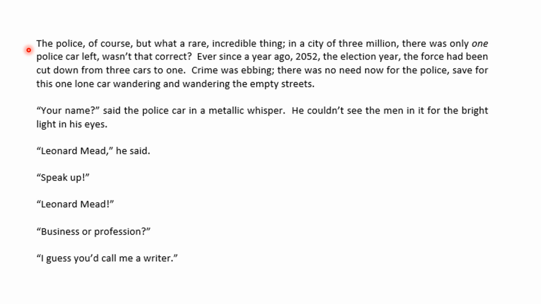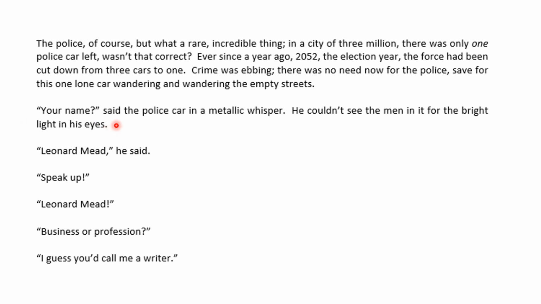In a city of 3 million, there was only one police car left. Wasn't that correct? Ever since a year ago, 2052, the election year, the force had been cut down from 3 cars to 1. Crime was ebbing. There was no need now for the police, save for this one lone car wandering the empty streets. Your name? Said the police car in a metallic whisper. He couldn't see the men in it for the bright light in his eyes.